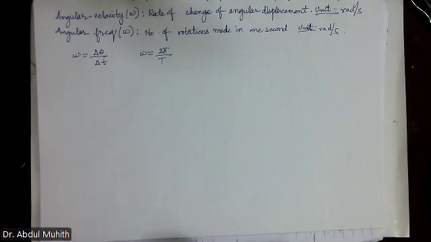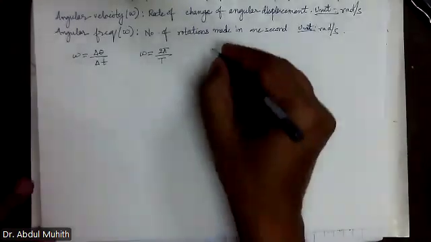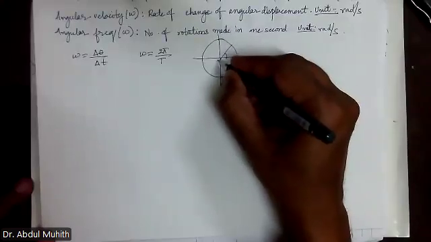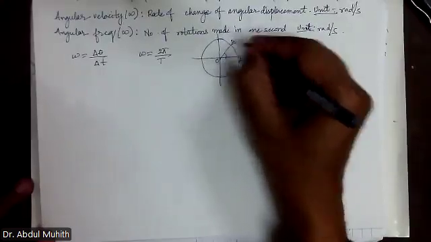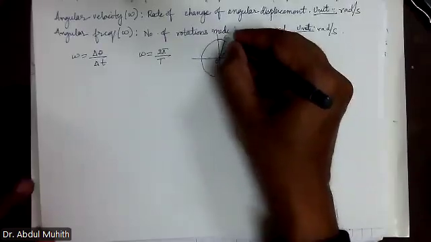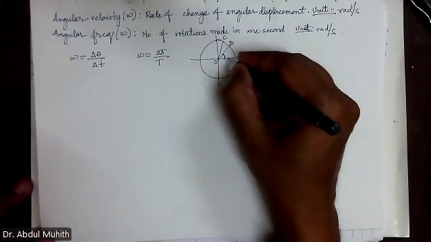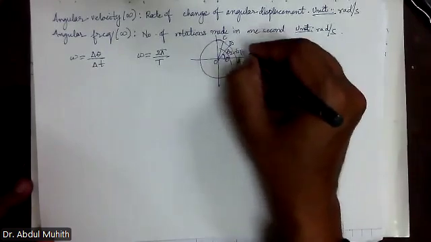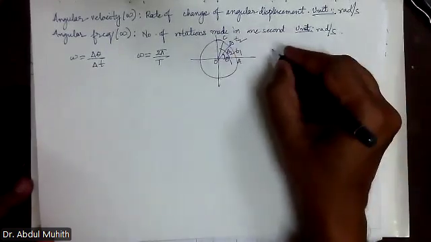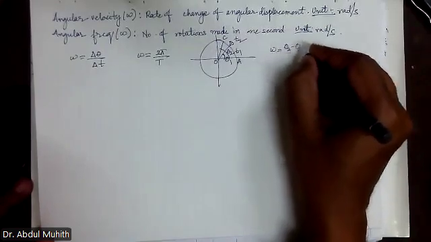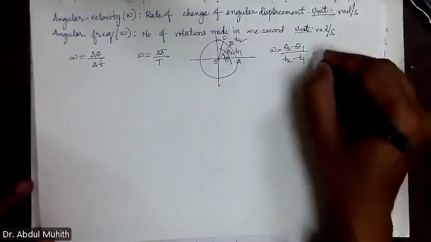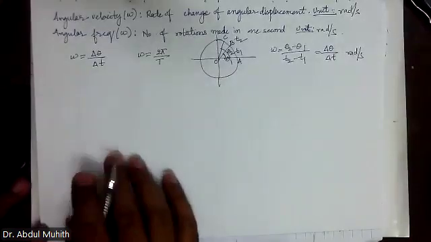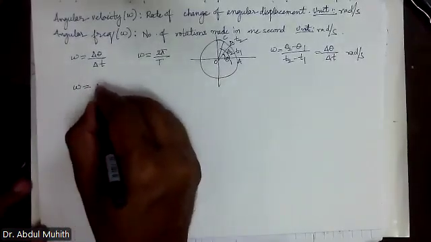Now, why do we say like that? Suppose this is the rotation, with center O, and points A, B and C. This is theta 1 and this one is theta 2. The time taken is T1, and the whole time taken is T2. So we write omega equal to theta 2 minus theta 1 by T2 minus T1, which is also written as delta theta by delta T, measured in radians per second. This is angular velocity. But angular frequency we write as 2 pi by T.